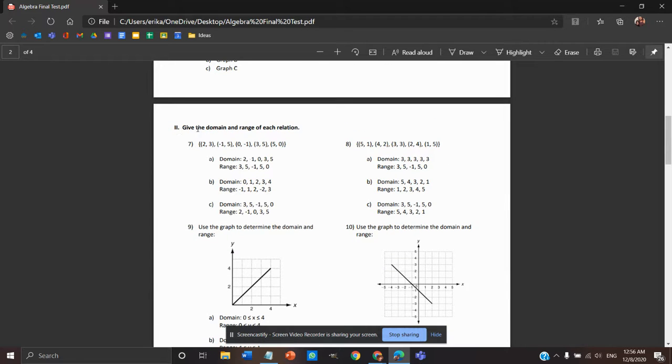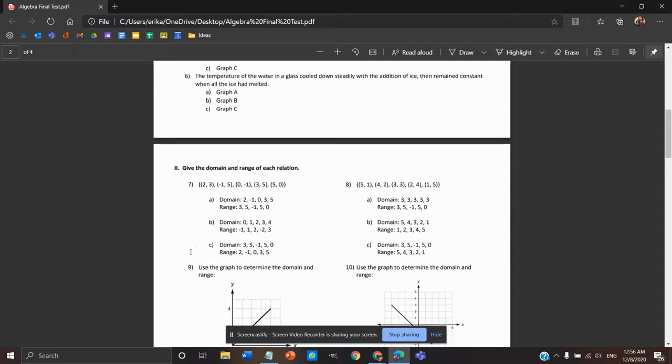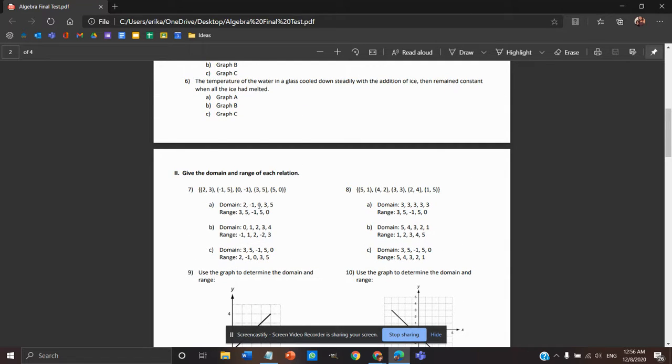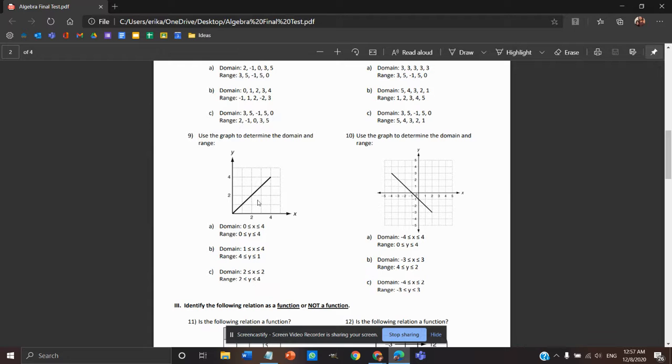On the second part, you're going to give me the domain and the range of each relationship. And again, I'm going to give you some relations here, and you're going to tell me which one is the domain and which one is the range. You're going to look for the perfect combination. Remember that your domain is in your x axis. That is everything that's going in, and everything that is going out is your y. Therefore, that is your range. You can also use the graphs for it.